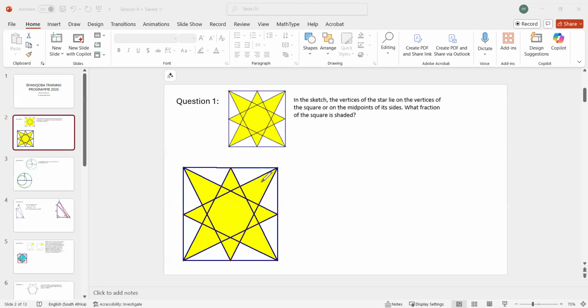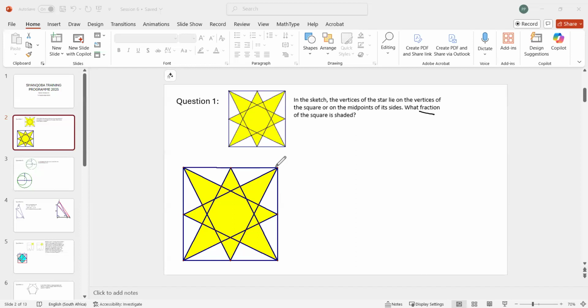Now, no numbers are given, which is quite unusual. But the clue is that we are talking about a fraction. So when you've got a fraction, it means you're taking the ratio of two sides or two numbers. And usually when you take the ratio of two numbers, it doesn't really matter what the original sides are.